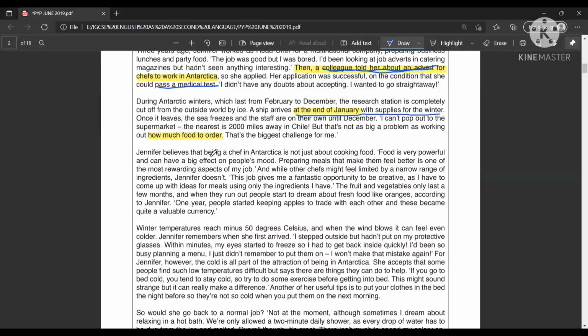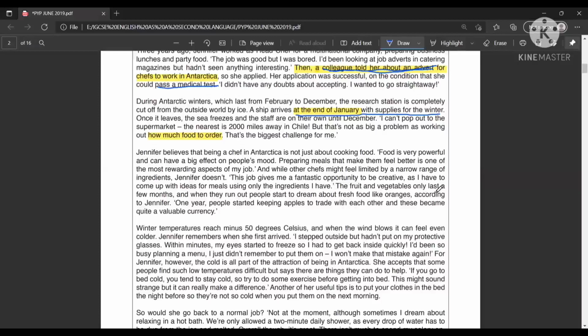So Jennifer believes that being a chef in Antarctica is not just about cooking food. Food is very powerful and can have a big effect on people's mood. Preparing meals that make them feel better is one of the most rewarding aspects of my job. And while other chefs might feel limited by a narrow range of ingredients, Jennifer doesn't. This job gives me a fantastic opportunity to be creative, as I have to come up with ideas for meals using only the ingredients I have.